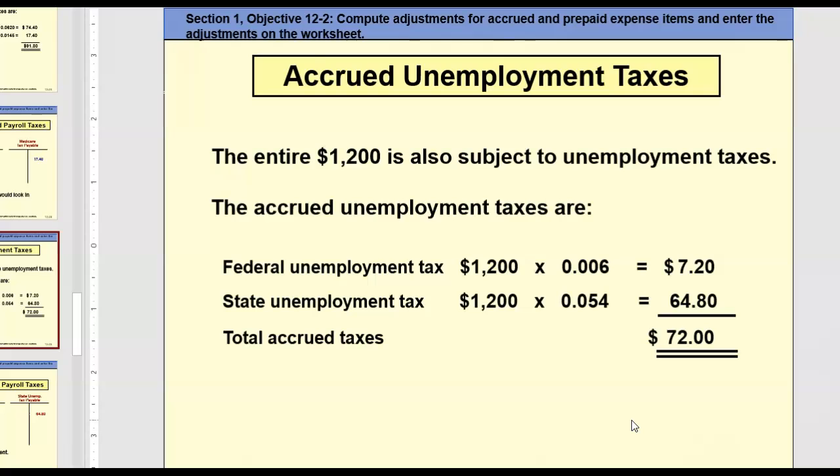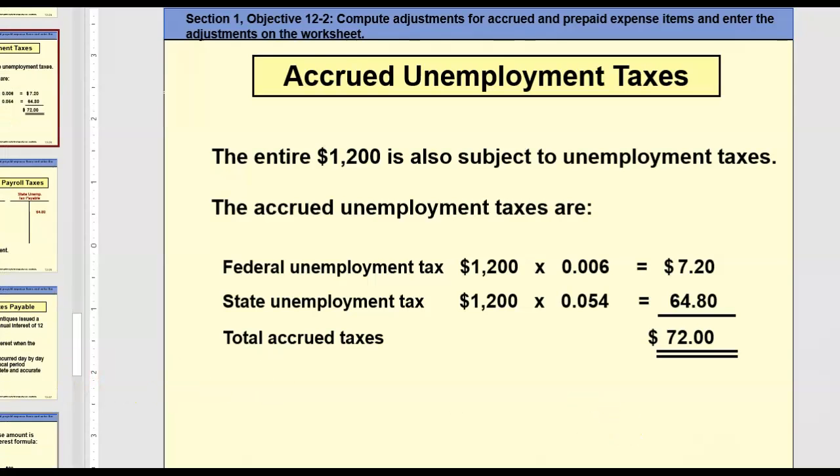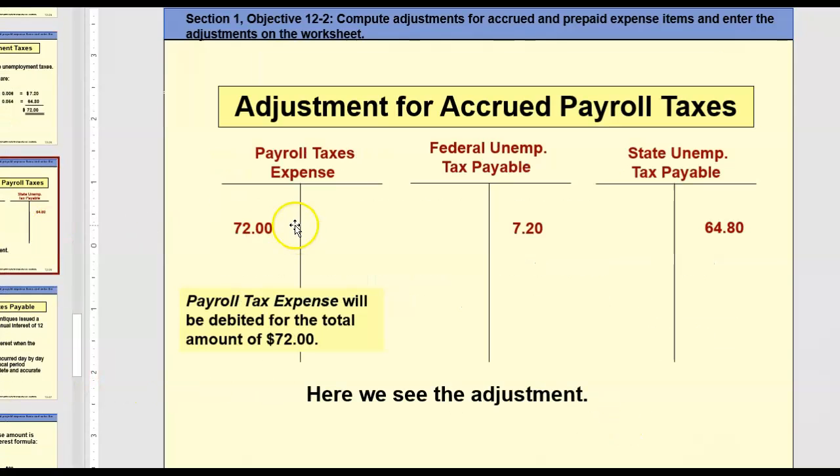Then you've got accrued unemployment taxes to pay as well. Nothing new. Federal tax payable. Anything payable is a credit. State unemployment tax payable. Any expenses a debit.